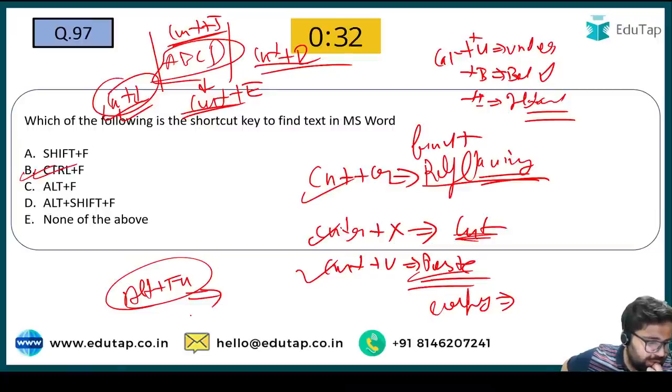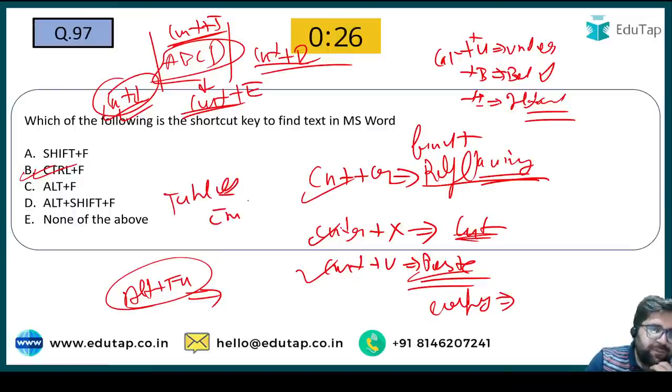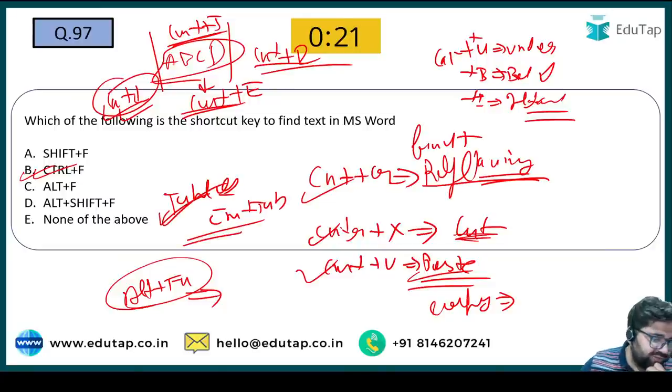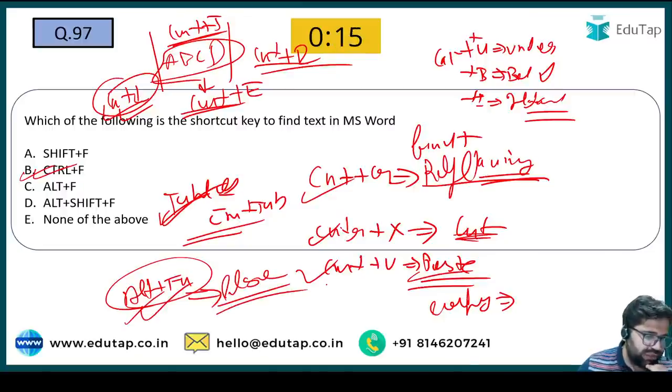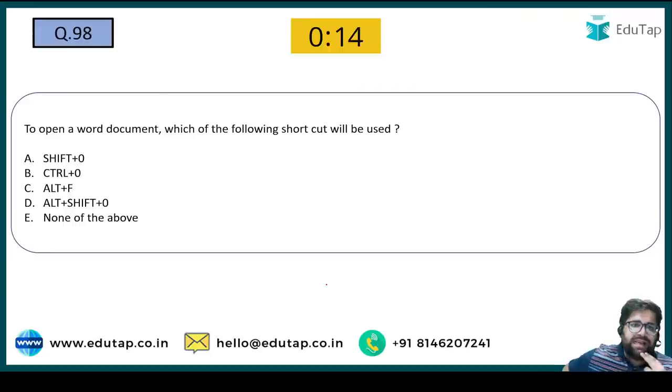Switching tabs. Close. Yes. For switching tabs, it's Control plus Tab. Okay, that is your tab. Refresh ke liye we have discussed regarding this, F5. Control plus F4 is to close. Okay, close the active tab. Good. 98. To open a Word document, the correct answer here we all know will be Control plus O.